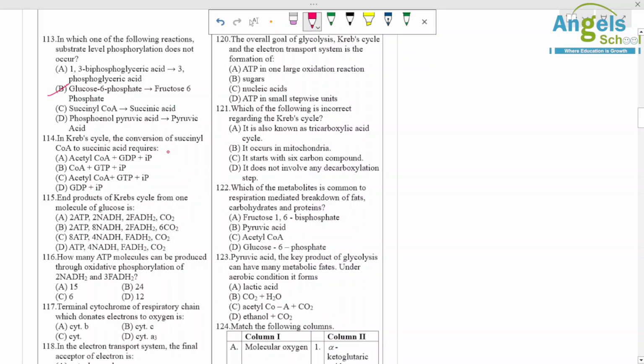In Krebs cycle, the conversion of succinyl CoA to succinic acid requires... Okay, to form succinic acid from succinyl CoA, we require one GTP molecule. So option D is correct.